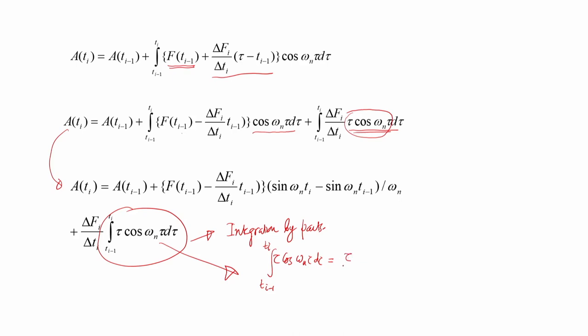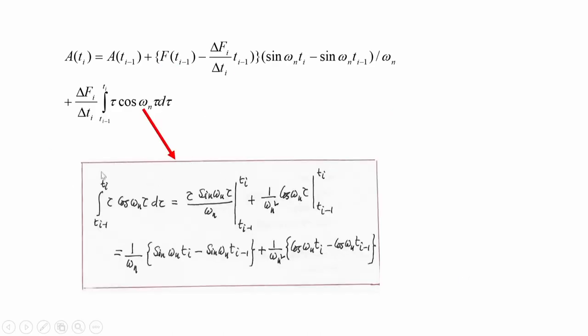I can write τ, then integration of the second function, sin ωn τ divided by ωn, limit Ti-1 to Ti, minus the differentiation of the first function, that is differentiation of τ with respect to τ is 1, then integration of the second function, cos ωn τ, so that will come as sin ωn τ divided by ωn dτ, and limit Ti-1 to Ti. So another integration is required here.